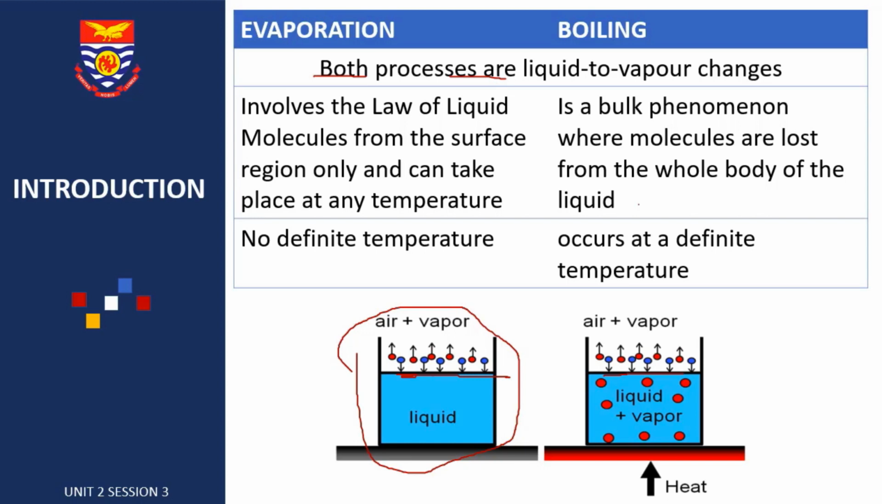It occurs in the whole body of the liquid. And the last point is temperature. Evaporation has no definite temperature, as compared to boiling, which occurs at a definite temperature. So for boiling, we expect that a boiling point should be reached before it starts boiling. But evaporation doesn't have an evaporation point. At any point, evaporation can occur, where the molecules at the surface escape.